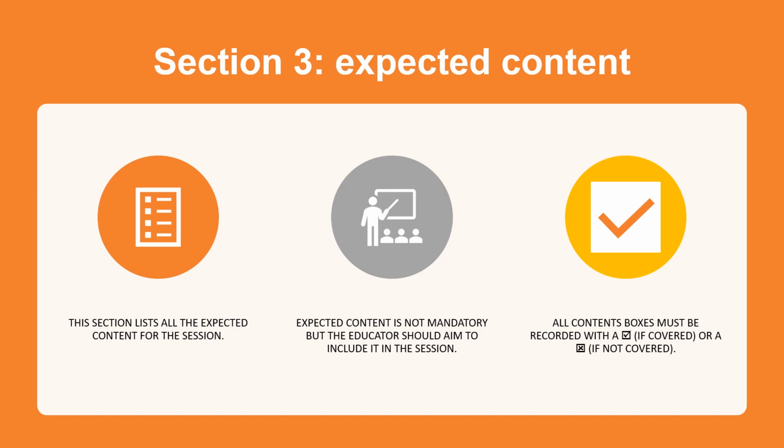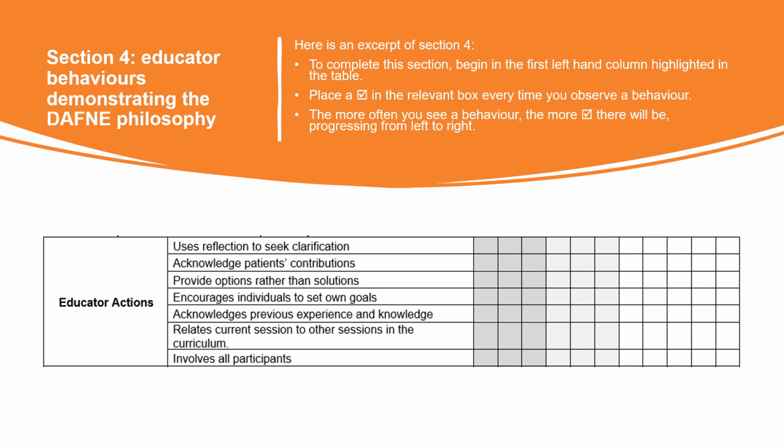Expected content is listed in section 3. Expected content does not link directly to learning outcomes but should be covered in the session. The process for recording expected content in the session observation form is the same as that for essential content. Section 4 allows the observer to record evidence of how the educator facilitates the session, including educator actions, educator attitude and response to the group, and that content is honest, accurate and up to date.